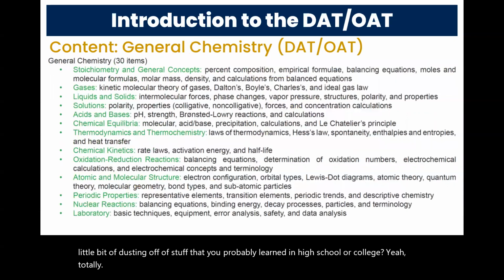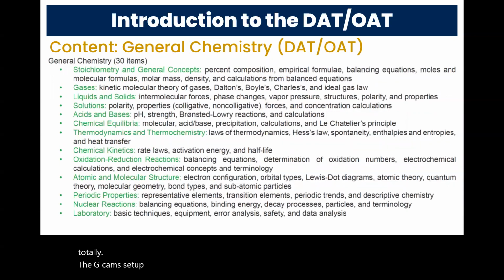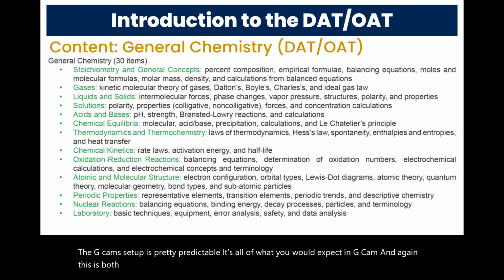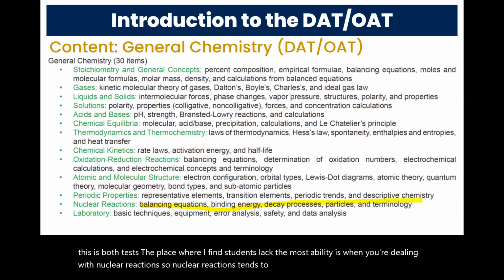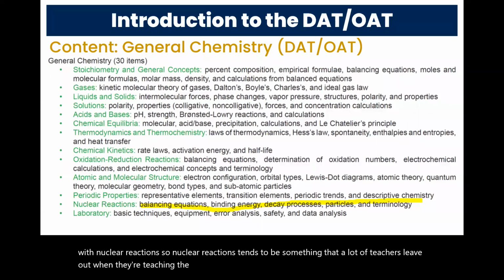The GChem setup is pretty predictable. It's all of what you would expect in GChem. And again, this is both tests. The place where I find students lack the most ability is when you're dealing with nuclear reactions. Nuclear reactions tend to be something that a lot of teachers leave out when they're teaching the GChem series because they run out of time at the end of a quarter or something like that.